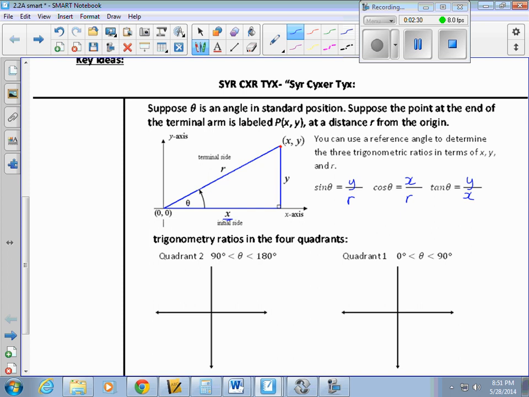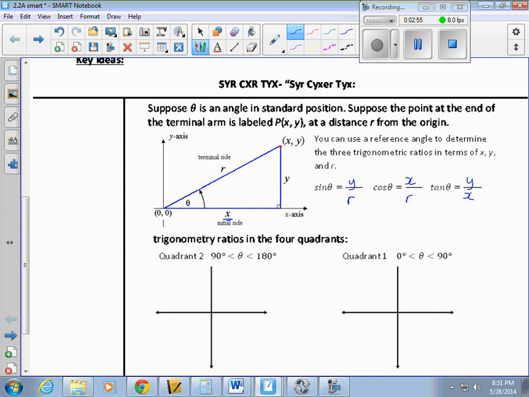So that's where our acronym TRIG comes in. When you're looking at an angle in standard position and you're trying to find trig ratios, you can use this acronym TRIG, because to find the values of sine or cos or tangent of that angle, you would just use your x, y, and r values.